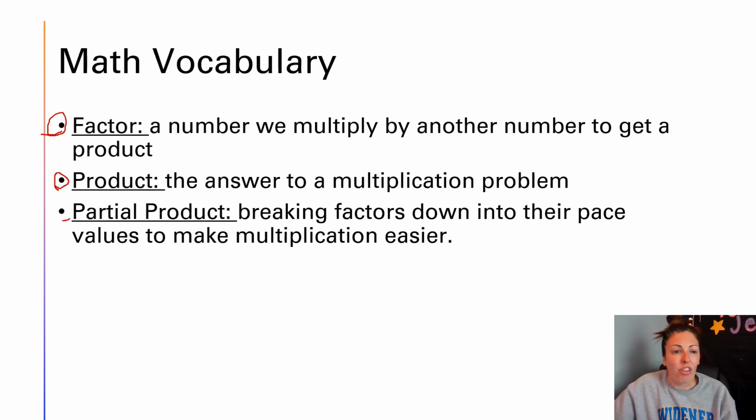And then our third vocabulary word is partial product. Basically, that means that we're breaking down our factors into their place values to make multiplication a lot easier to help us be able to do it more mentally. So those are our vocabulary words that I just wanted to quickly review. Let's get into our lesson for the week.